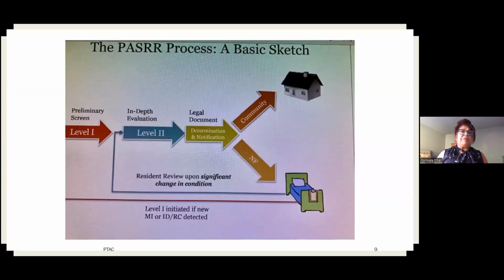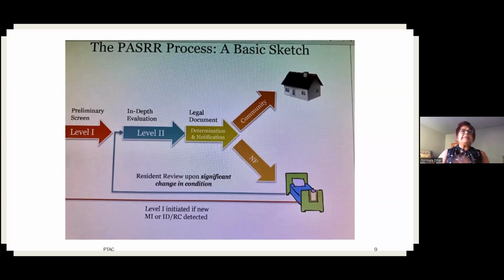This is a little icon which will show you what it is. You can see level 1 is a preliminary screen. Level 2 is an in-depth evaluation. And then the clinicians complete a legal document, which is the determination and notification, saying yes, nursing home is appropriate, or no, it's not appropriate, I'm recommending community-based care.